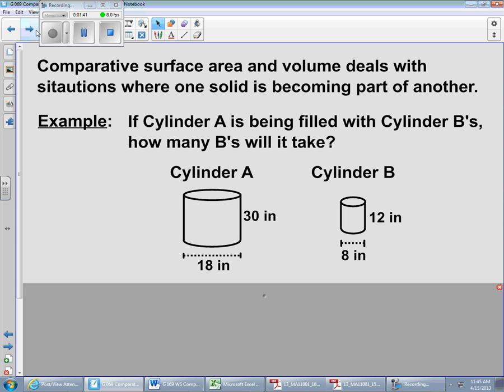So I've got a few examples put together, so let's see if we can figure these out. For example, if cylinder A is being filled with cylinder B's, which is to say that cylinder B has something in it, or maybe it's being filled up and then it's going to be dumped into cylinder A. The question is, how many cylinder B's will it take in order to fill cylinder A up?